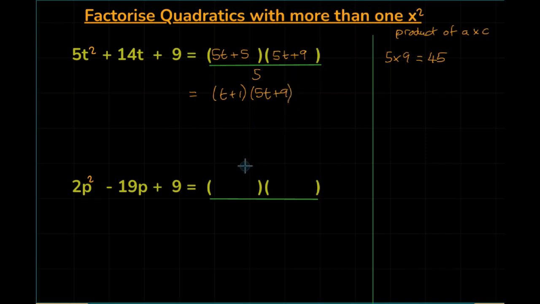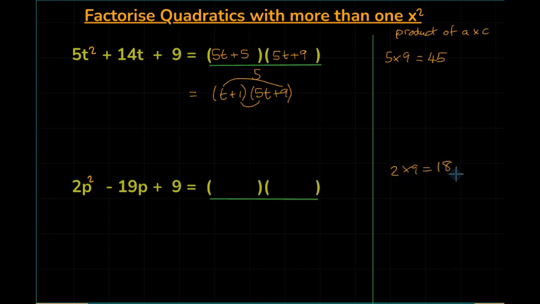If you want to, it might be handy just to check the middle term, which has got to be 14. Well, I've got 1 times 5t there and t times 9, so that's 5t and 9t, and it does give me the 14t, so I'm happy. Okay. The next one then, let's do the same thing. We're looking at the product of 2 and 9. So the product is 2 times 9, which is 18.